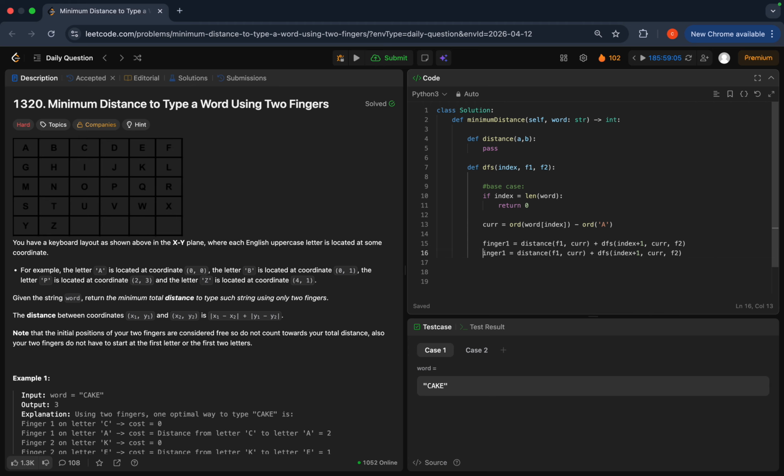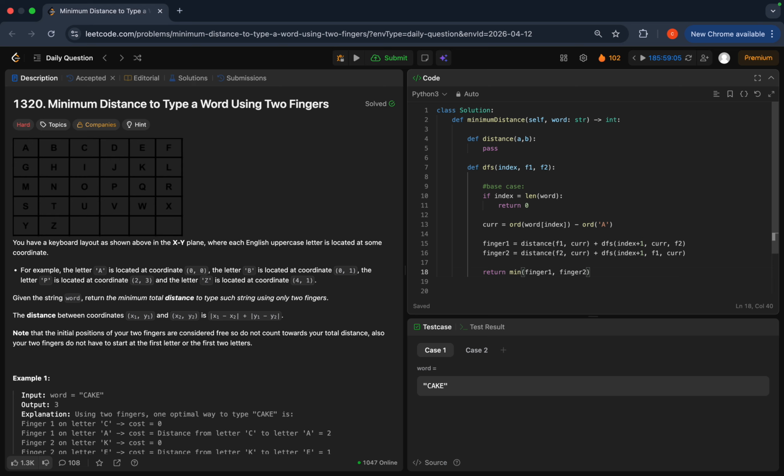There is a slight difference. Finger 2 will be calculated with the help of this, will become current. This will become F2, and this will be current. Then you have the same index incremented by 1, and this becomes F1, and this will be current. So that's it, and now you have the decision handy. So now you have to find the minimum value, and so you will return the minimum among these two, finger 1 and finger 2.